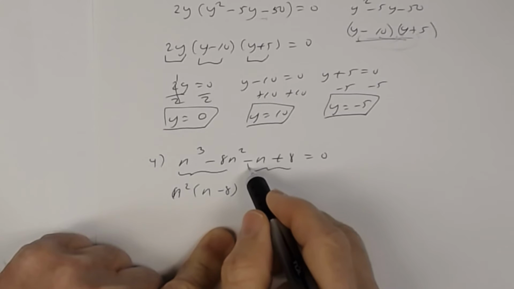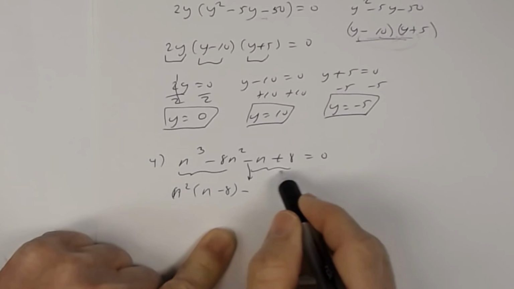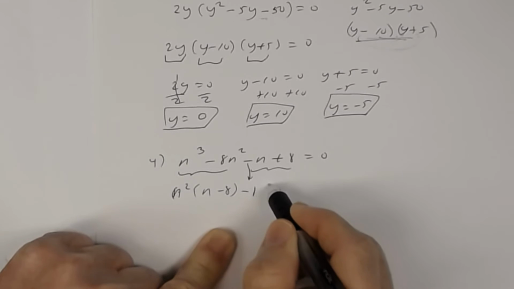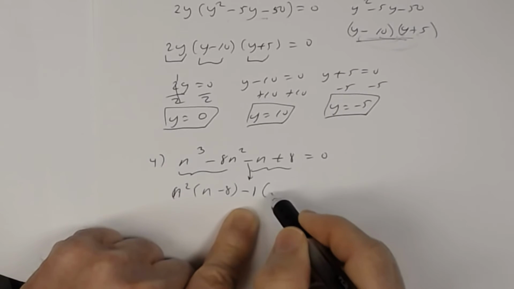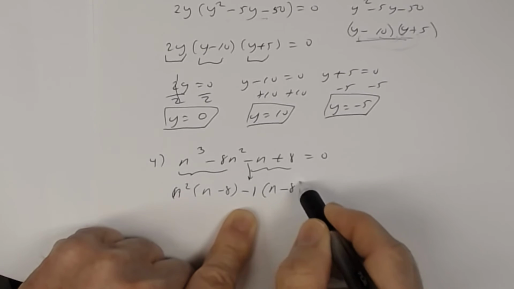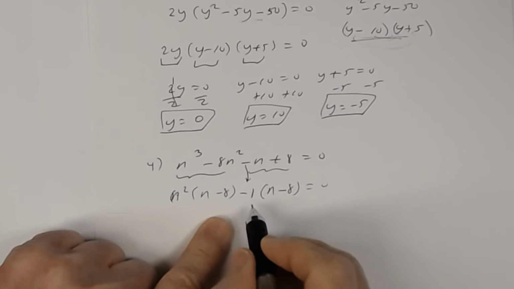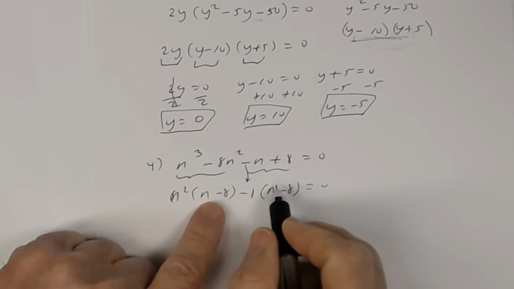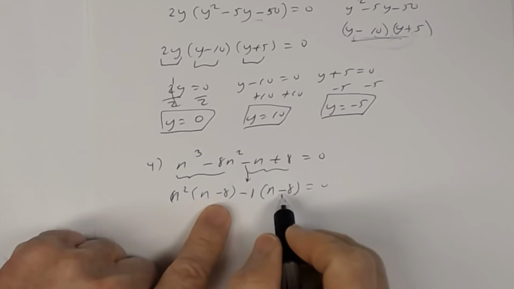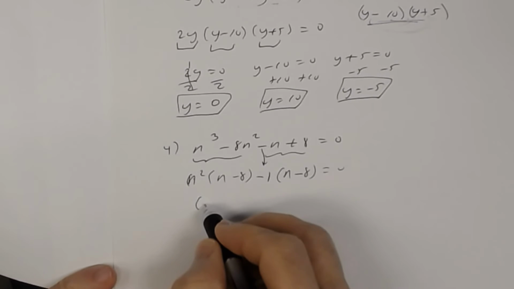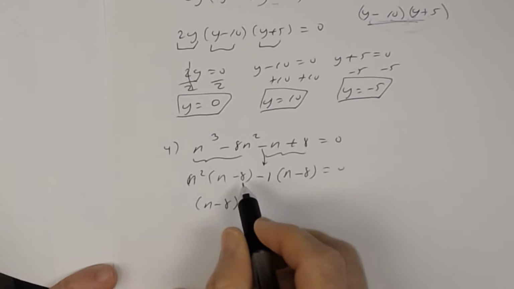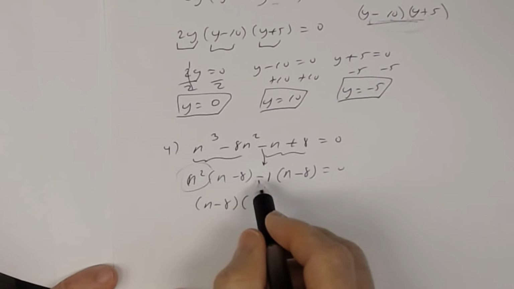From the second group, remember, always factor out that negative sign right here. So I'm going to factor out a negative, and the GCF here is 1. Negative 1 times n is a negative n. Negative 1 times a negative 8 is a positive 8. You must say equals 0. Always check that these two should be the same now. So now I can factor out an n minus 8, and when I factor out an n minus 8, I'm left with n squared minus 1 equals 0.